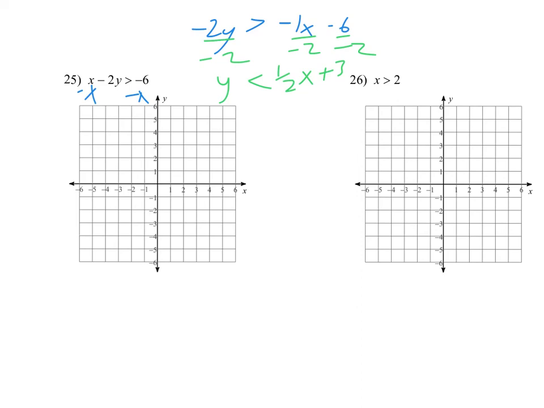Okay, so I'll start off with my +3 here. So I go up 3 and draw my point. And then my slope is 1/2, so I'm going to go up 1/2 for my next point. There's no line underneath this one. It's just a less than, so I'm going to draw it as a dashed line. And then it's less than, so that's shaded underneath the line.